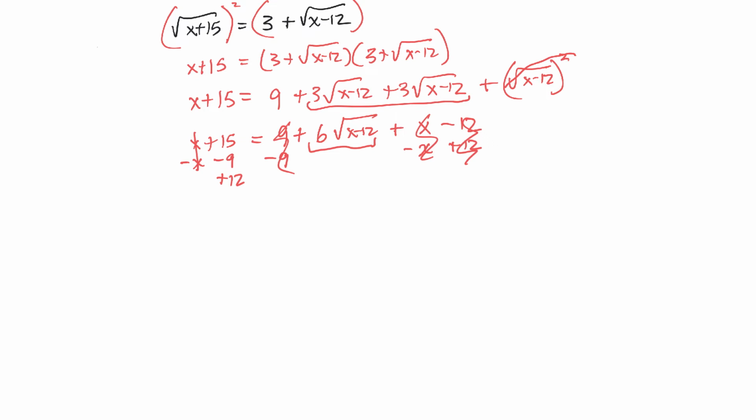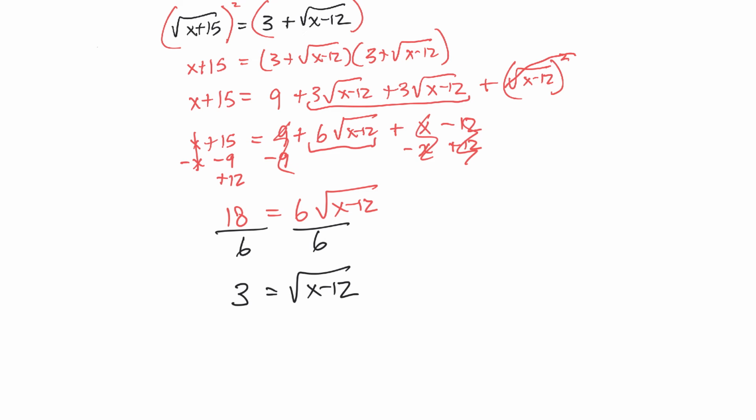And then 15 take away 9 is 6. 6 plus 12 is 18. So 18 equals 6 root x minus 12. At this point, I want to isolate that radical. And because 18 can be divided by 6, let's just divide both sides by 6. So I get 3 is equal to root x minus 12.